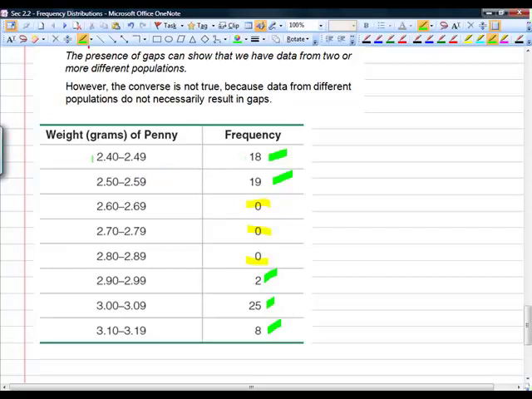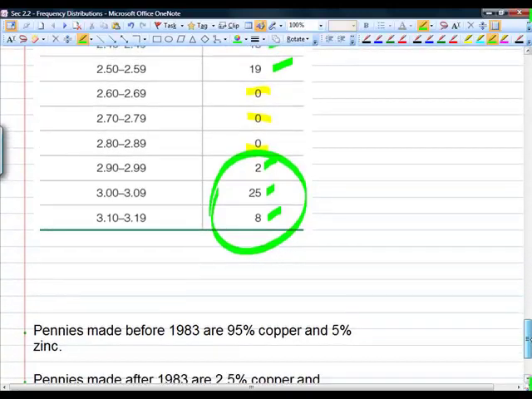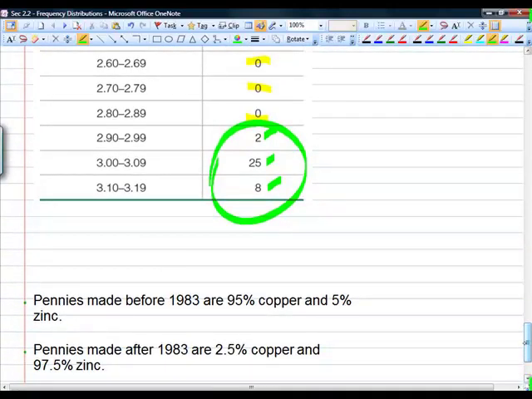Most of the pennies here were between 2.4 and 2.6, we'll say 2.59 grams. And then all of a sudden we have another class of pennies right here that weigh between 2.9 and 3.19 grams. A gram is a significant weight difference for a penny. Well, what do you think could be accounting for that? What it's made of. Pennies made before 1983 are 95% copper and 5% zinc. Pennies made after 1983 are 2.5% copper and 97.5% zinc. The copper pennies weigh more, don't they?